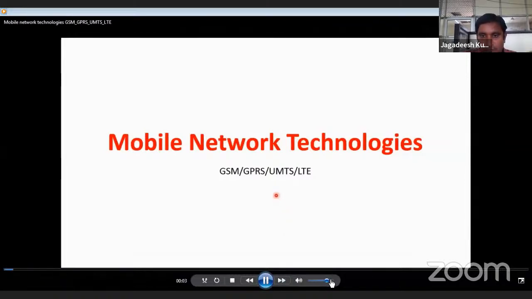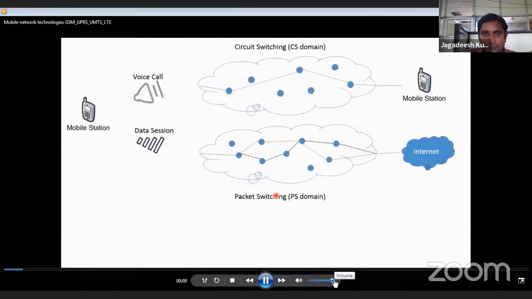Mobile network technologies have evolved over time to satisfy the increasing customer needs for higher data rates and better services. In brief, the mobile station you are having should be able to make voice calls, in addition to data sessions. The voice calls in the mobile network are using the circuit switching, CS domain, while the data sessions are using the packet switching, PS domain.